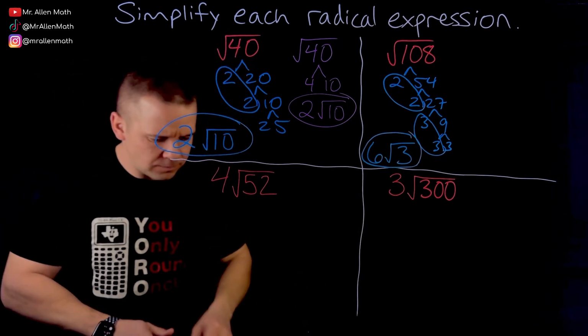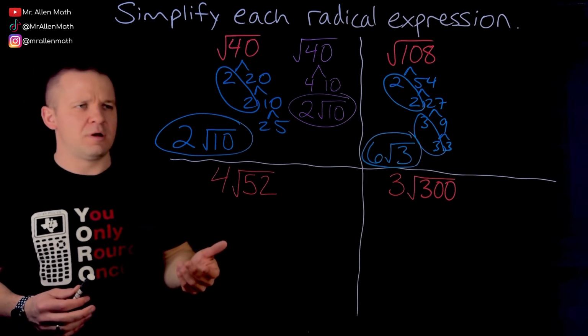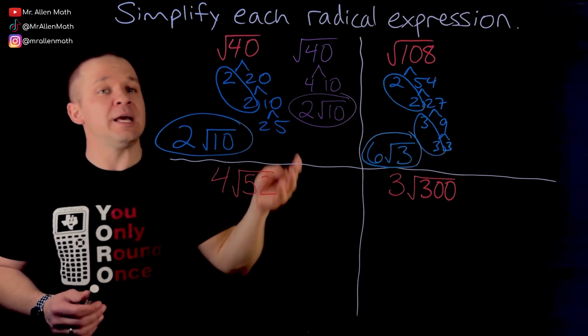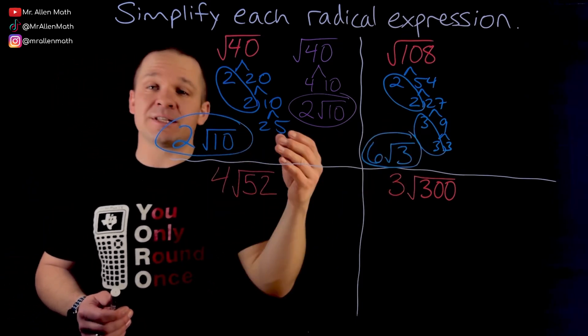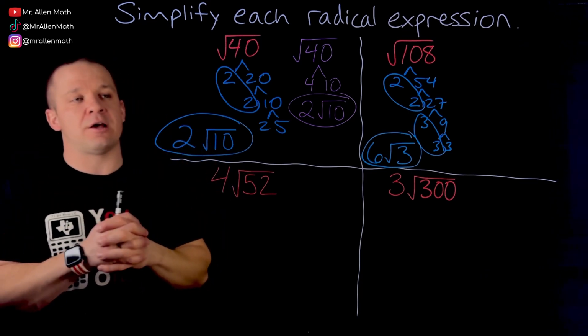All right? You might be wondering, like, wait, why do the pairs come out just as a single number? Well, 2 times 2 is 4, and the square root of 4 is 2. 3 times 3 is 9. The square root of 9 is 3. So the 2 and the 3 came out and got multiplied together to become 6.